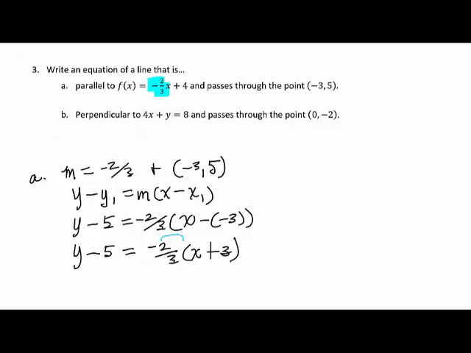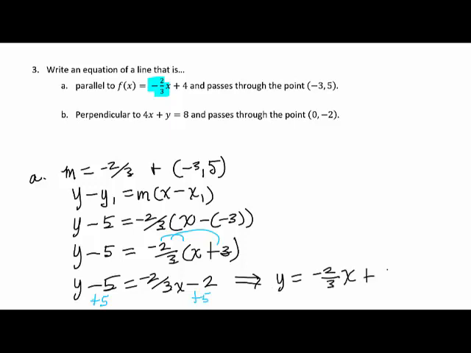And distribute. And so we multiply negative 2/3 by x and then negative 2/3 by 3. And we have y minus 5 is equal to negative 2/3 x. And that's, the 3's would cancel, so minus 2. And lastly, add 5 to both sides. Okay, and that gives us y is equal to negative 2/3 x plus 3.